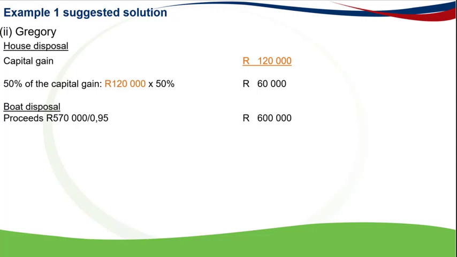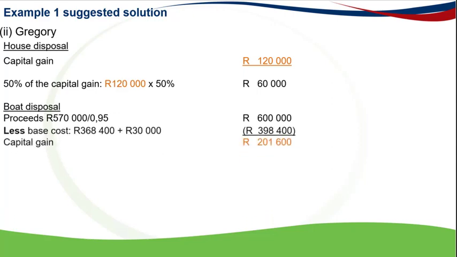If we refer back to the previous videos that we did, remember we said the proceeds is the gross amount, so it's the selling amount, right? So this person sold this boat for 600,000 and not for 570,000. Although they received 570,000, their selling price was the 600,000. So what will we do with the 5% administration costs?